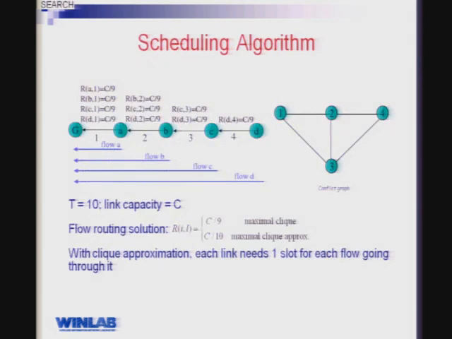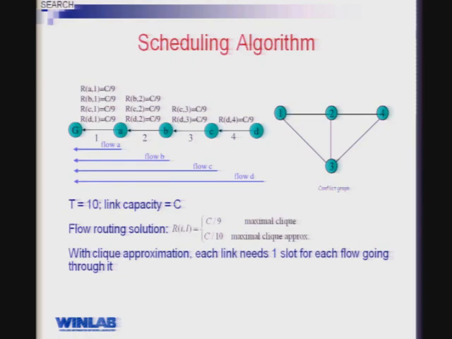So here is an example to explain this. We consider a wireless mesh backbone with a chain topology, where G is a gateway, and A, B, C, D are the mesh routers. We assume the tentative scheduling cycle is 10 slots, and all the links have capacity C. And each mesh router has a flow to the gateway. If we construct the interference constraint based on maximum cliques, then the flow routing solution for any link L and any flow I would be C over 10. With C over 10, each link will need one slot for each flow going through this link.